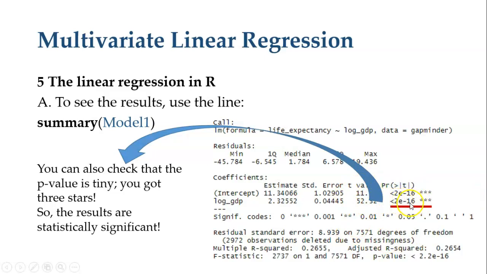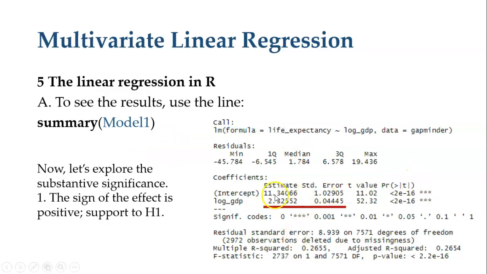Remember, this E16 means 16 zeros after the decimal point. And for that reason, you see the 3 stars. Okay? You're fine. You have the stars. Great. Okay, so the results are statistically significant.